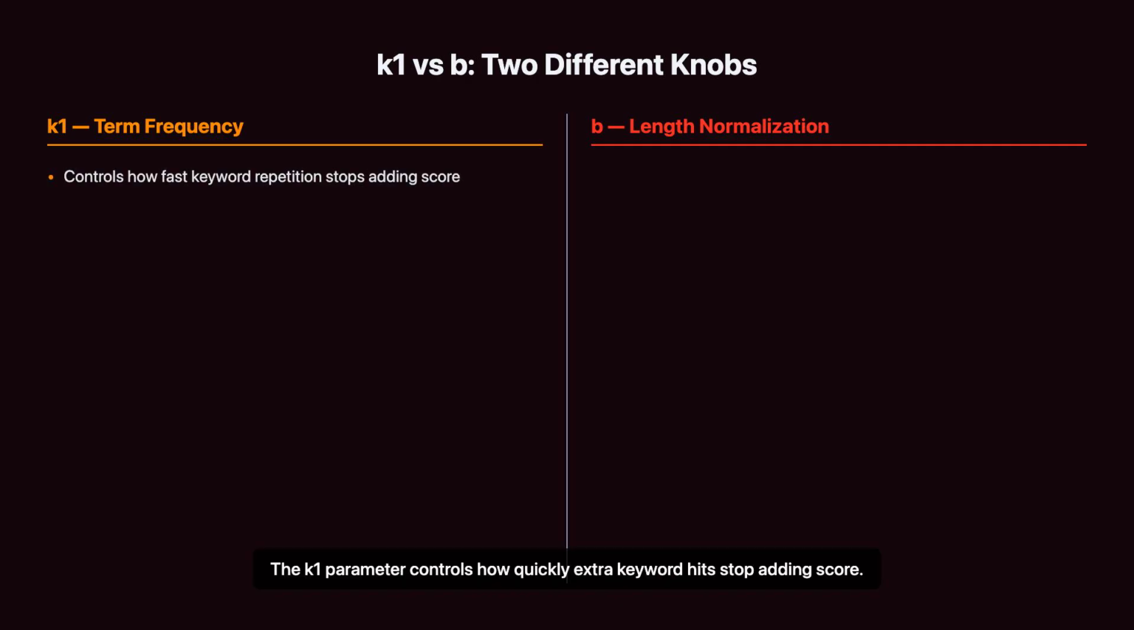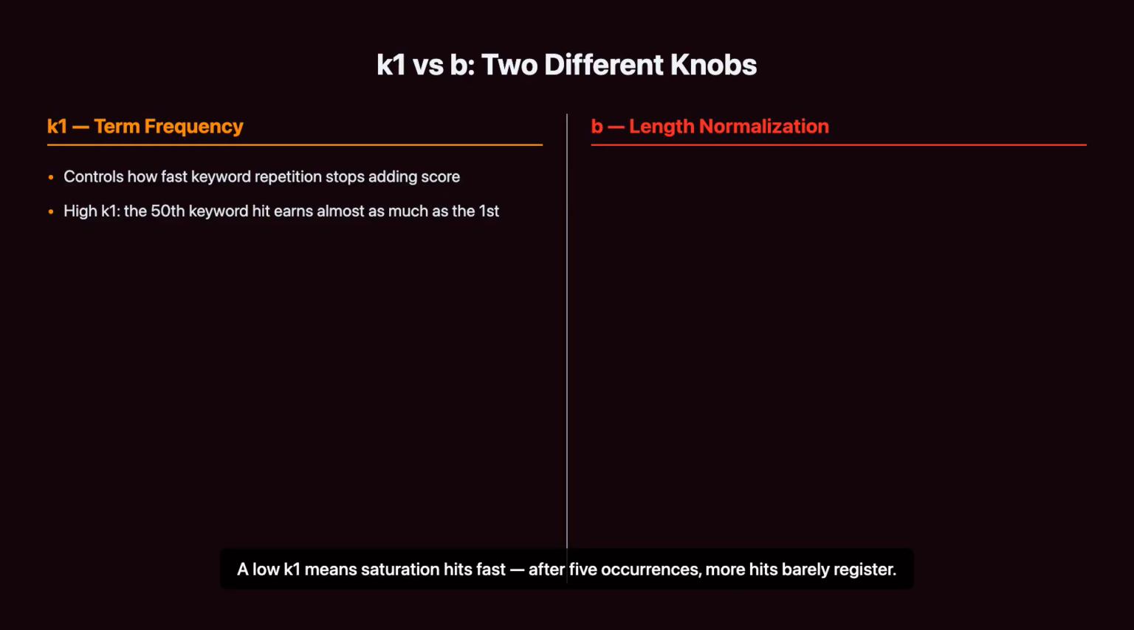The K1 parameter controls how quickly extra keyword hits stop adding score. A high K1 means the 50th occurrence still earns nearly as much as the first. A low K1 means saturation hits fast. After 5 occurrences, more hits barely register.